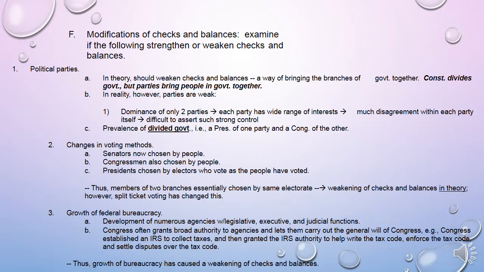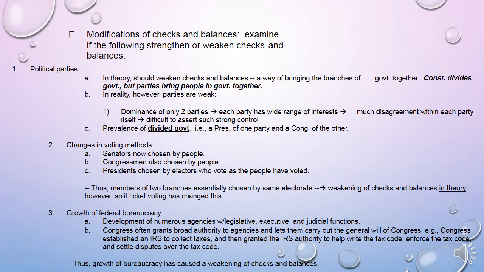Dominance of only two parties. Each party has a wide range of interests, with much disagreement within each party itself. Take a look at the Republican or Democratic Party, they kind of swing. Now it's the Republicans who have a very wide spectrum of ideas and thoughts. 20 years ago, it was Democrats that were very widely diffused. Okay?